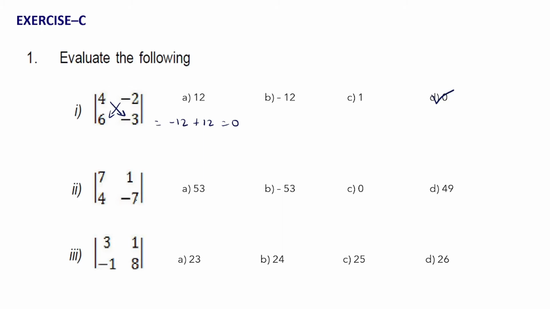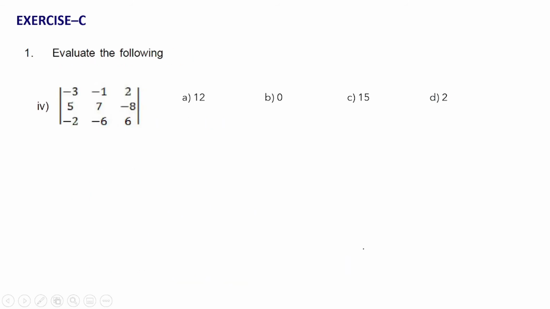The second one, determinant of 7, 1, 4, minus 7. So this is equal to minus 49 minus 4. So it is minus 53. So the correct option is option B. The next question, determinant of 3, 1, minus 1, 8. So this is equal to 24 plus 1, which is 25. The correct option is option C.